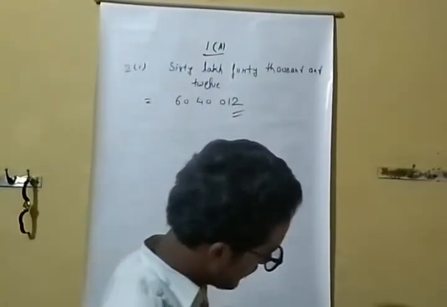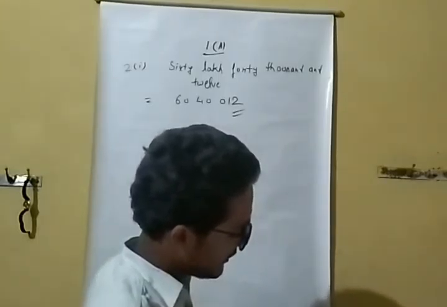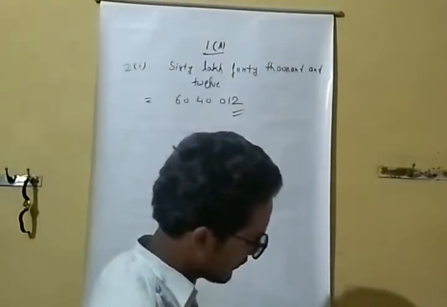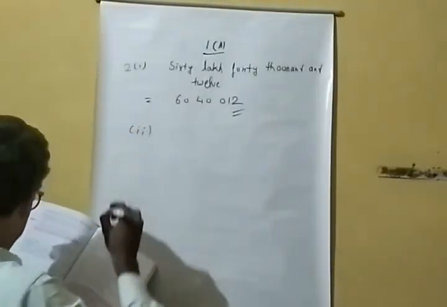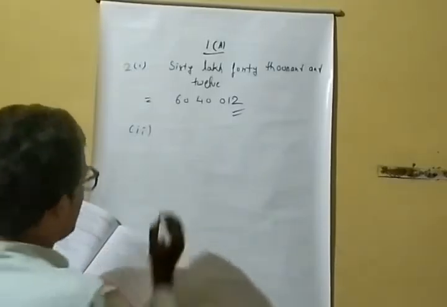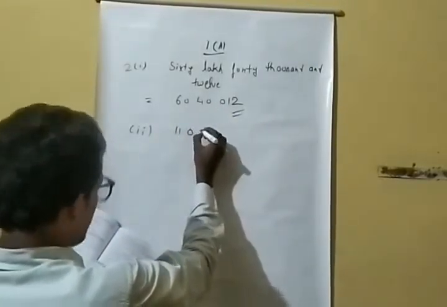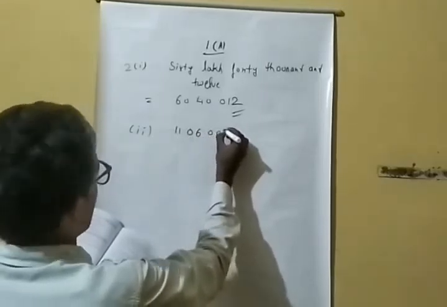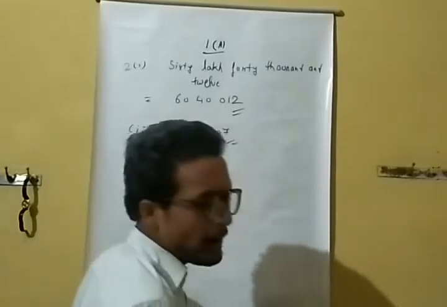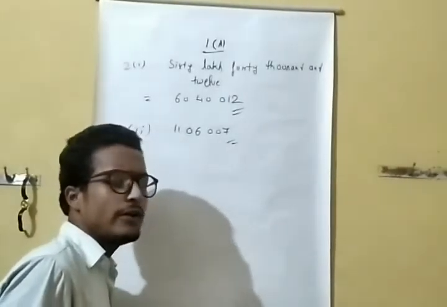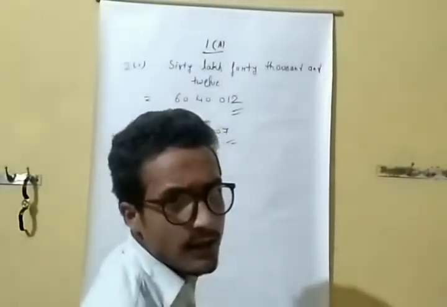The other one is 11 lakh 6,007. I don't want to write the question, I will directly give the answer. So 11 lakh 6,007. Okay, and all the remaining parts you will have to solve. If you face any problem, you can comment, or call me.